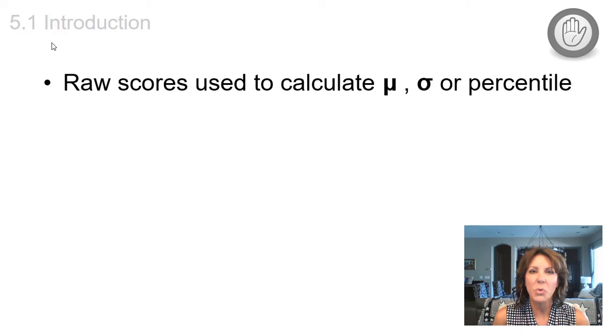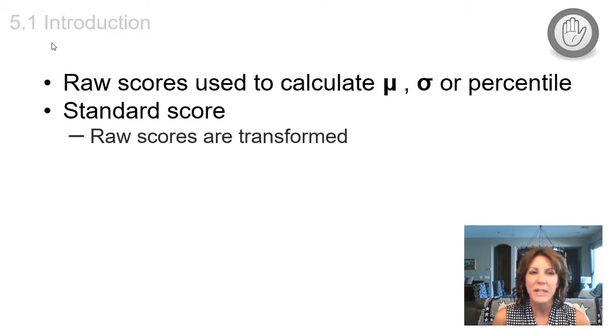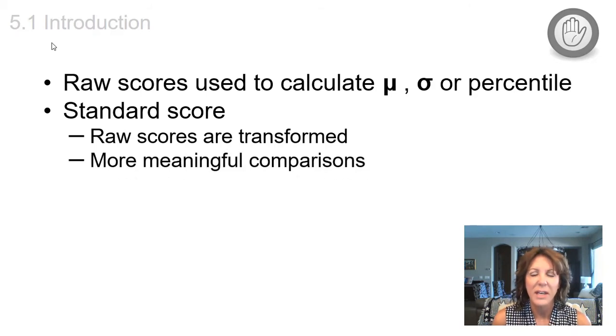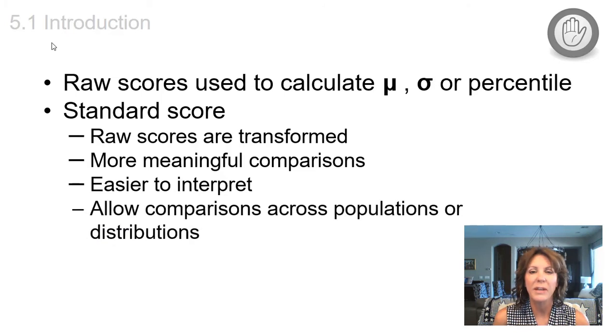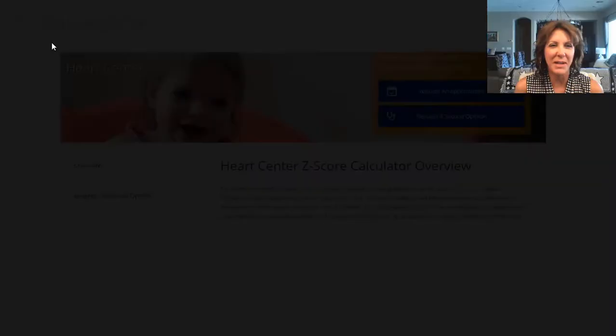So raw scores are used to calculate the mean, the standard deviation, or percentile. So we just use those scores that we collect. But a standard score is actually a raw score that's been transformed. And this allows us to make more meaningful comparisons between different groups, perhaps. It makes our numbers easier to interpret, and it allows comparisons across populations or distributions. I'm going to explain what that means in just a minute.